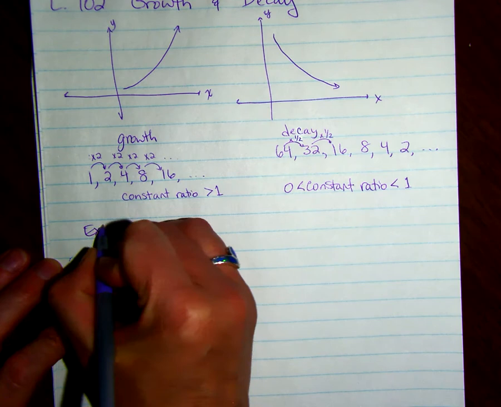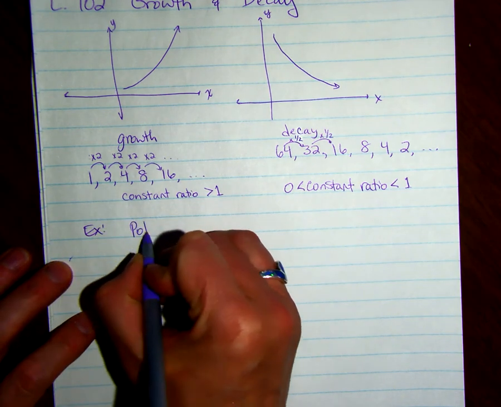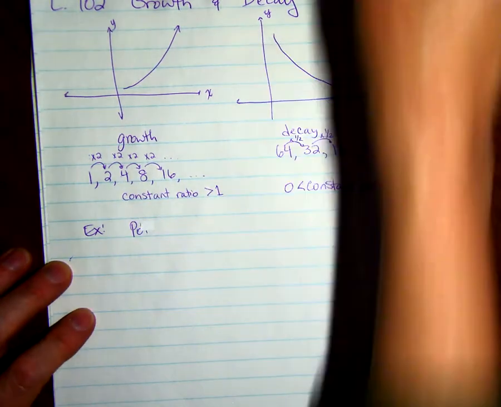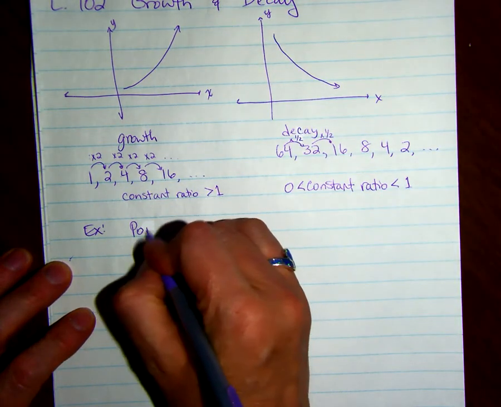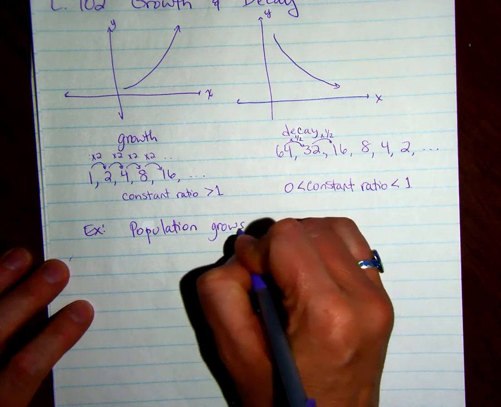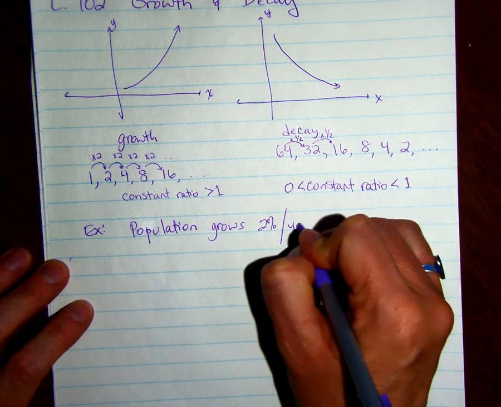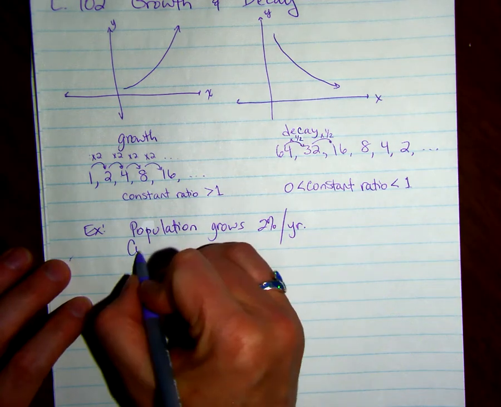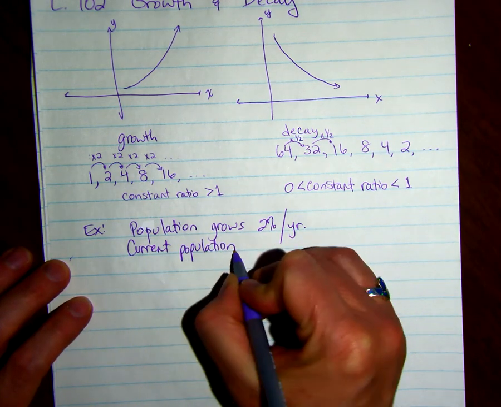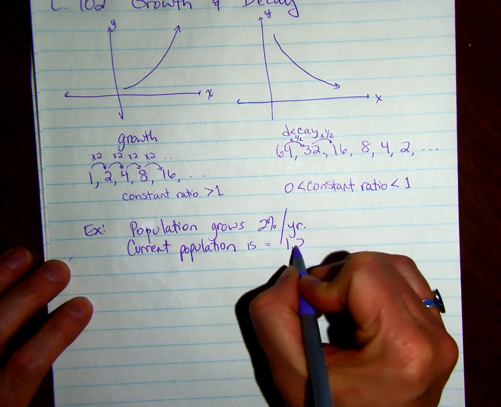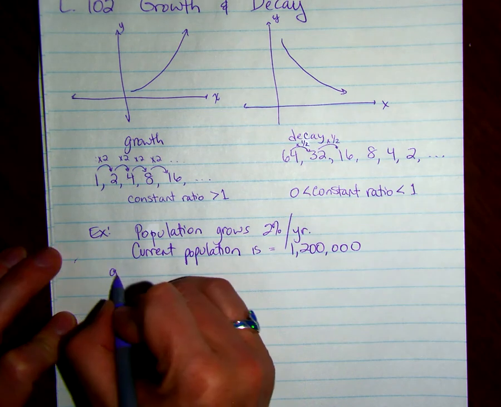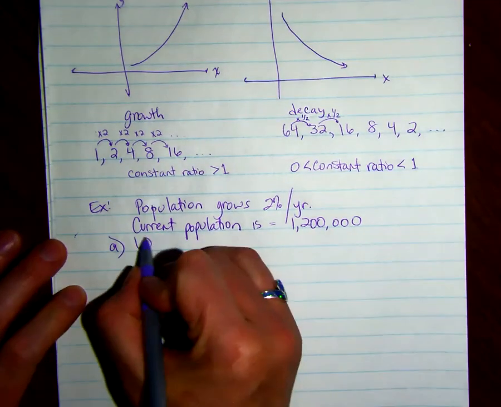So here's an example. We have a population of a particular place that grows 2% per year. The current population is 1,200,000. What will the population be in 3 years?